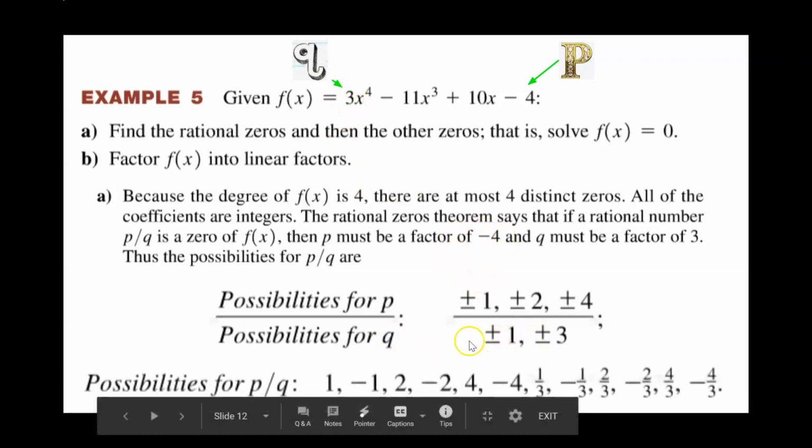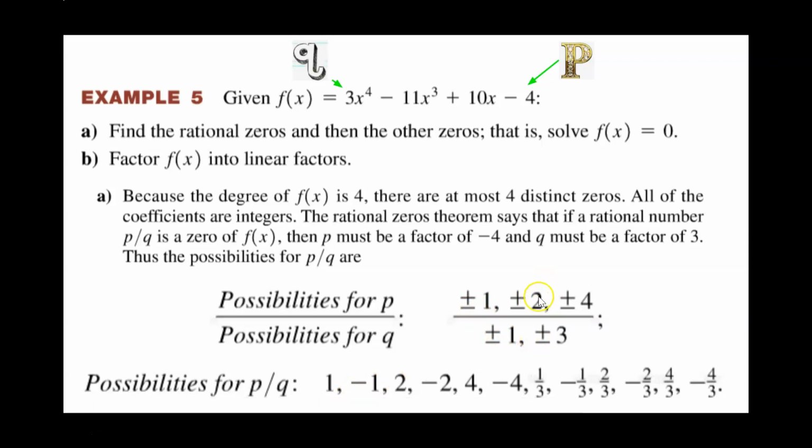So once you figure out those, it's now time to get our listings of possibilities. So how do we get this 1? Well, a positive 1 divided by this positive 1 gives us 1. And then a negative 1 times a positive 1 gives this 1. So you have to do all the possibilities for each one.